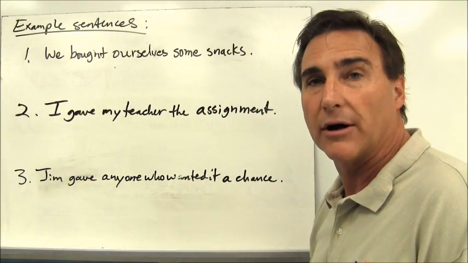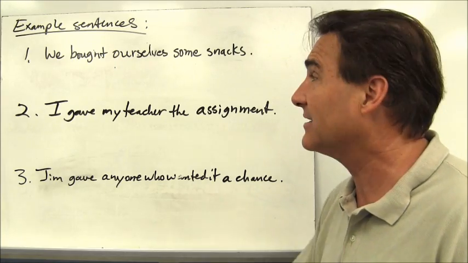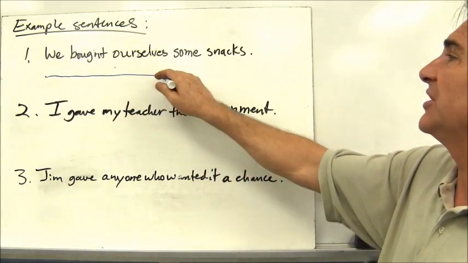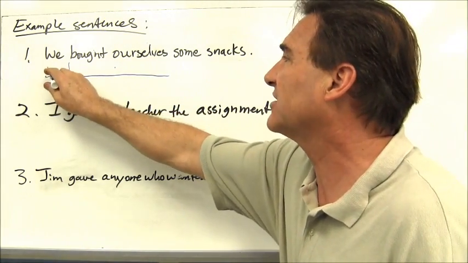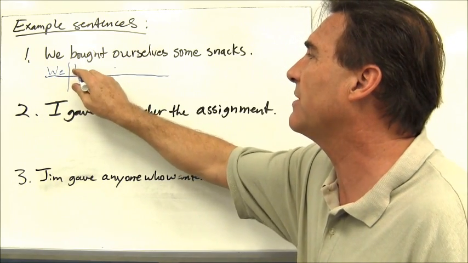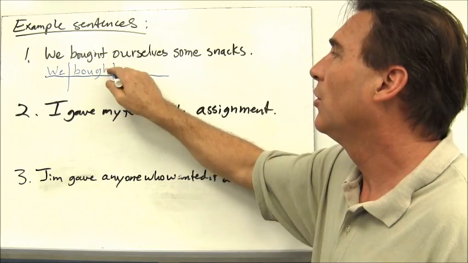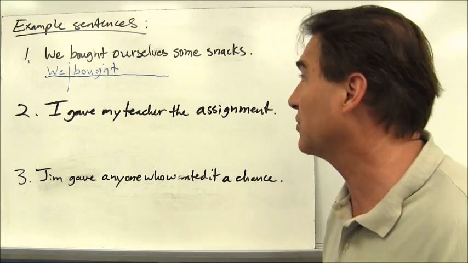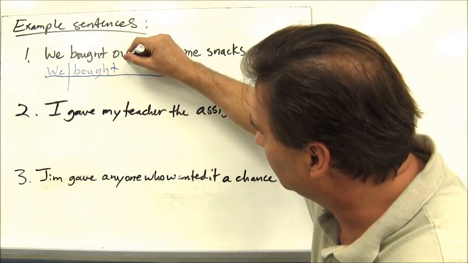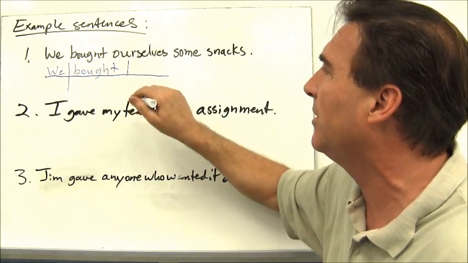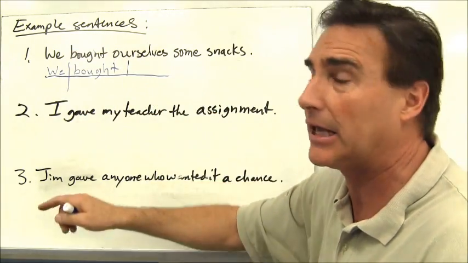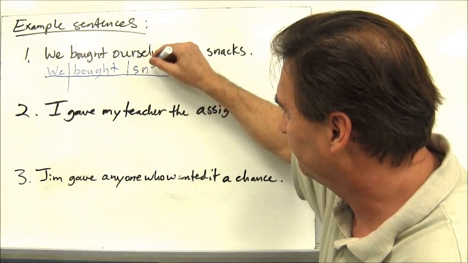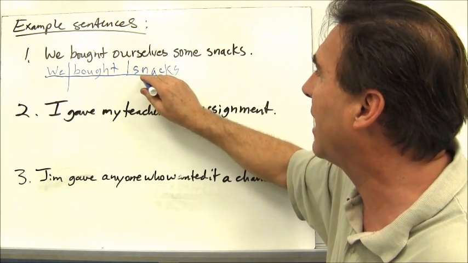Number 1, we bought ourselves some snacks. Interesting, this has a reflexive pronoun, ourselves. But who did what in this sentence? Didn't we buy? Yes. In fact, it's now a past event, so we would say we bought. What did we buy? Did we buy ourselves? No, that doesn't make sense. We bought what? Remember that diagnostic question. We bought snacks. So, again, to diagram it properly, we have a vertical line to separate the verb from its direct object, not a bisecting line that separates the subject from the verb. But we bought what? We bought snacks. And then further modified by some.